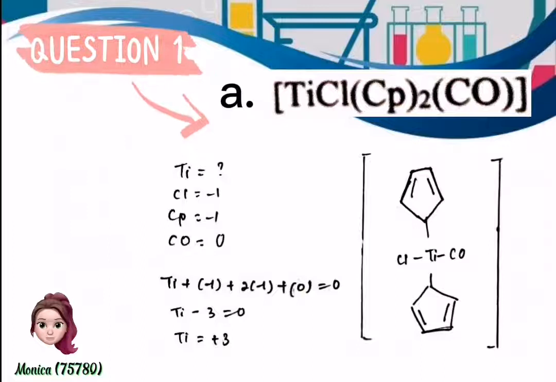We have chloride, -1, cyclopentadienyl, -1, and carbon monoxide is 0. So let's do simple maths to find the oxidation state of titanium. At the end of the calculation, we will get the oxidation state of the metal center is +3.